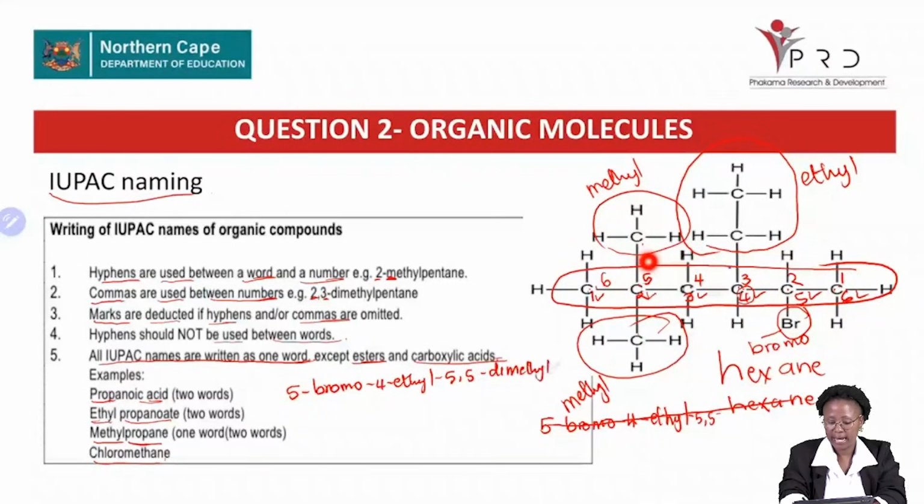Why do I now say dimethyl? Because there are 2 methyl. Dimethylhexane is the correct answer.